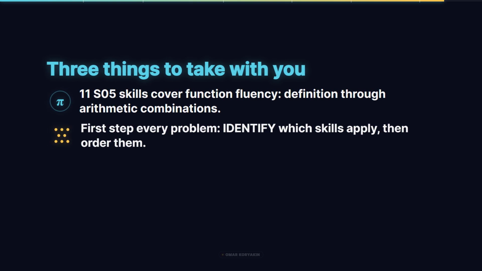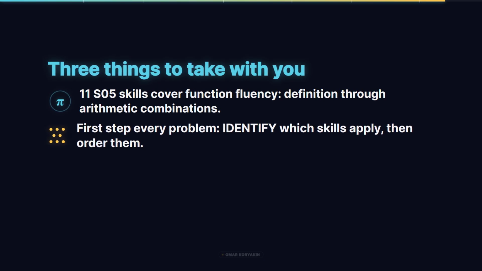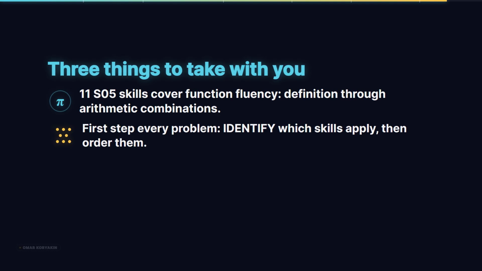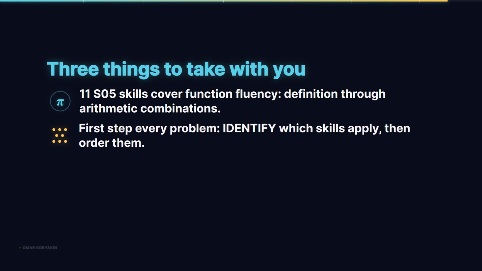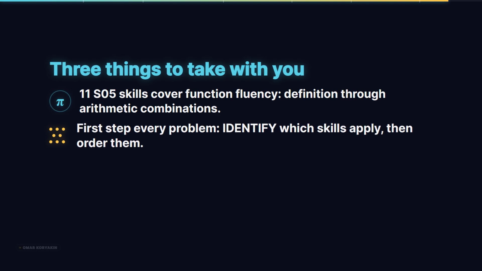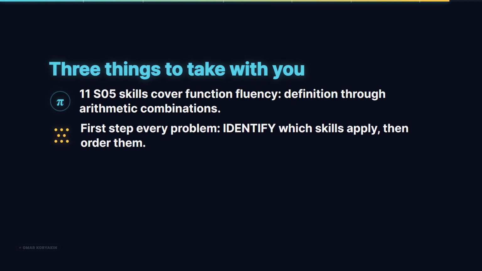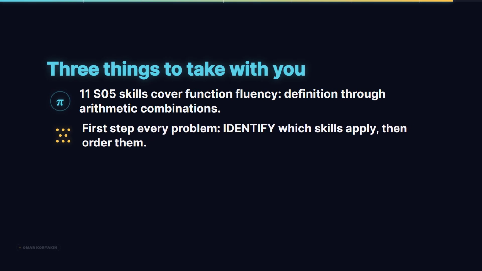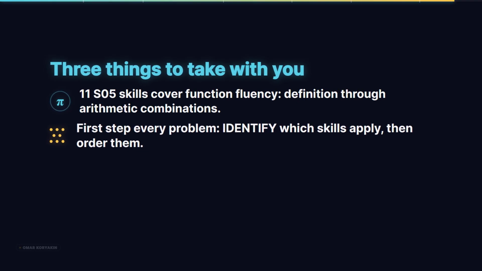Second, the first step on every mixed function problem is to identify which of the 11 skills apply, in what order. Read the problem completely, name the skills required and their order, run any necessary diagnostics first, then apply the operations. The identification step takes 10 to 20 seconds and prevents the wrong skill first error that wastes minutes on every problem it occurs in.